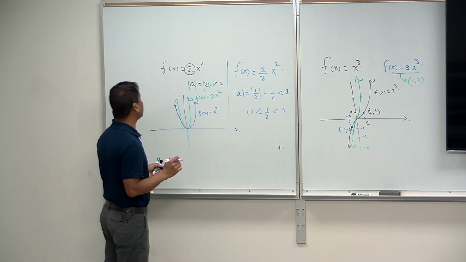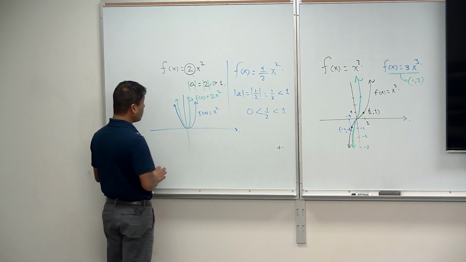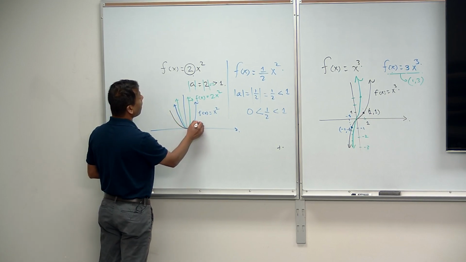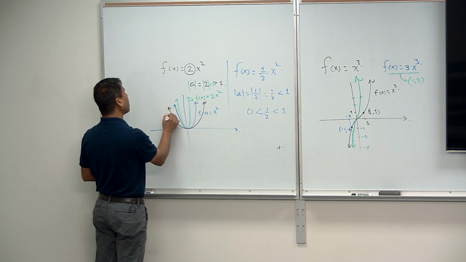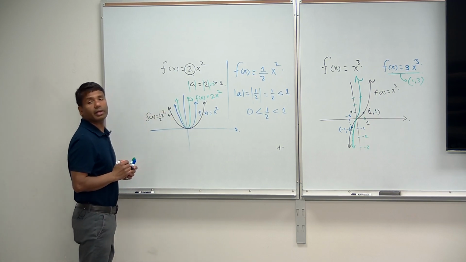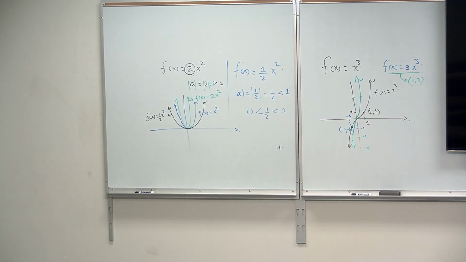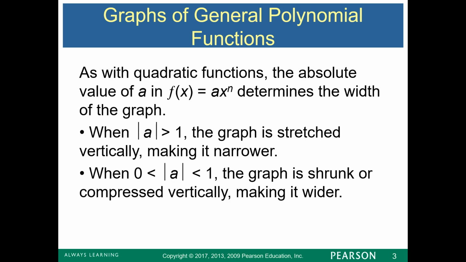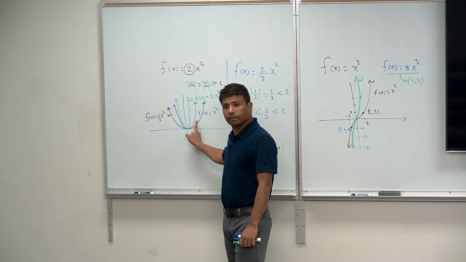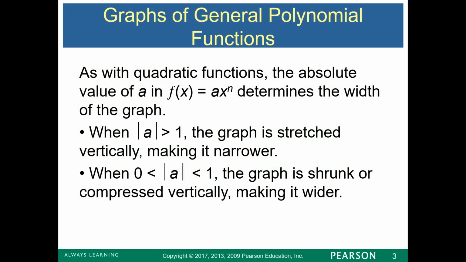In this case, the graph will be more what? It will be wider, you see, so it will be something like this. The black one is the graph of the function f(x) = 1/2 x squared. That makes sense, right? So now you see the graph is vertically compressed, or you can say vertically shrunk, more wider. So you need to know these things, okay?